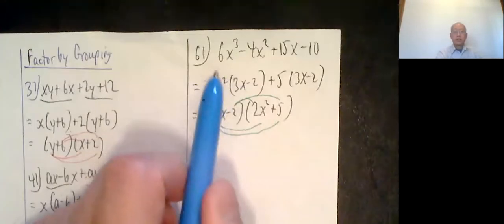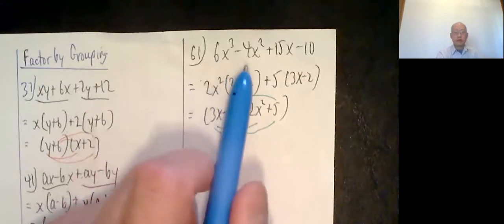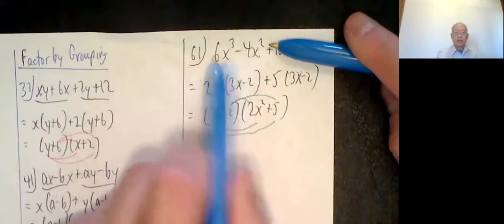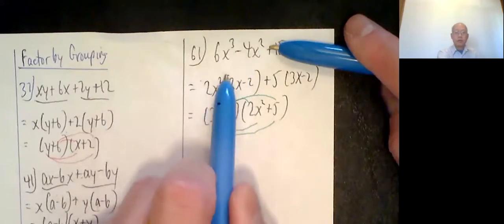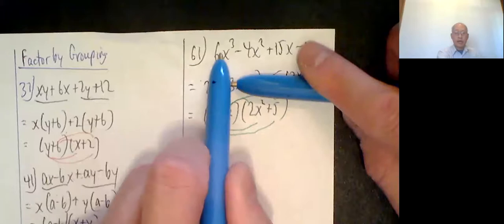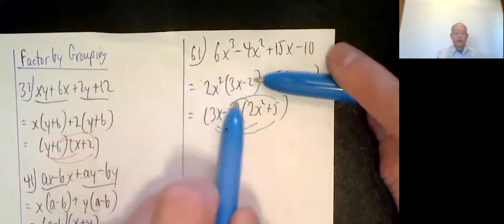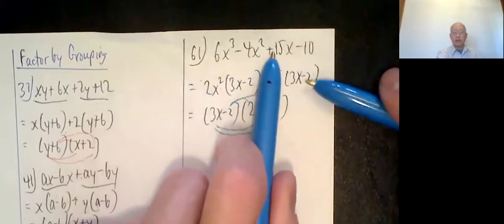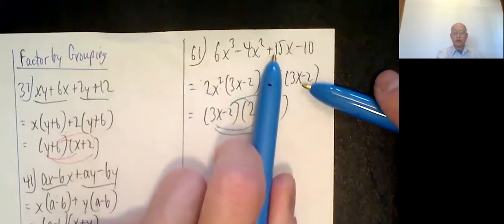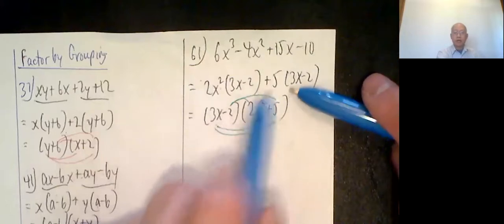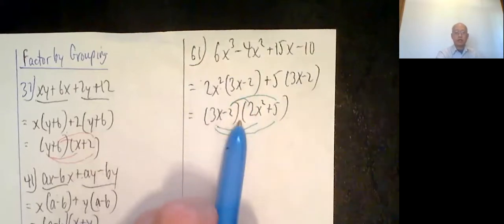61, 6x cubed minus 4x squared plus 15x minus 10. Again, pair them. So here I can take out a 2x squared. And how do I go from 2x squared back up to that? 3x. How do we go from 2x squared to that? Minus 2. So again, automatically, you know there's a 3x minus 2. That's the way these problems are. And I would have a plus 5. Take out 3x minus 2, 2x squared plus 5.